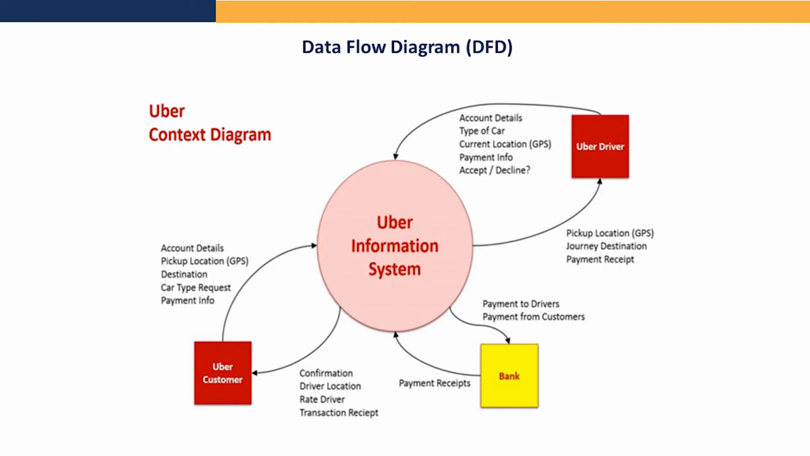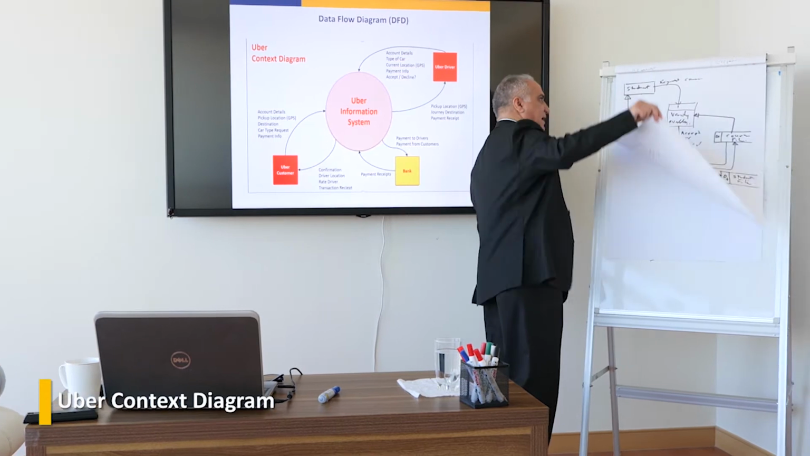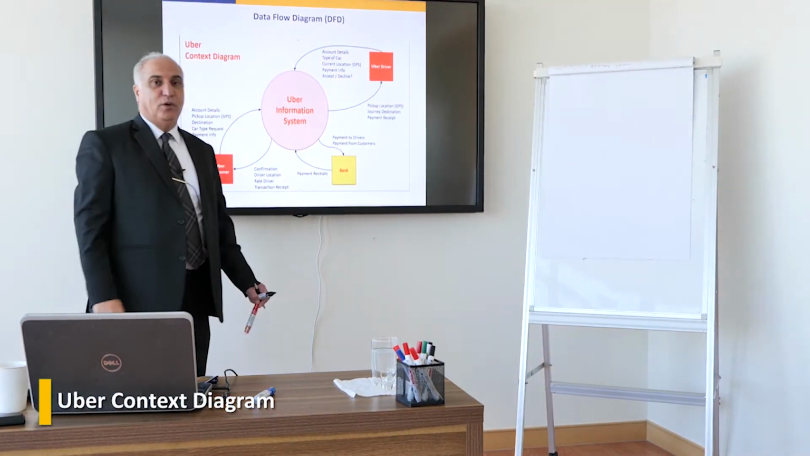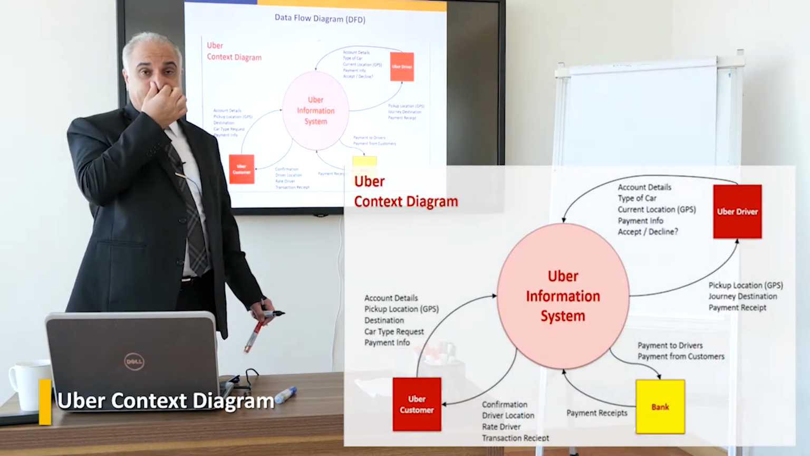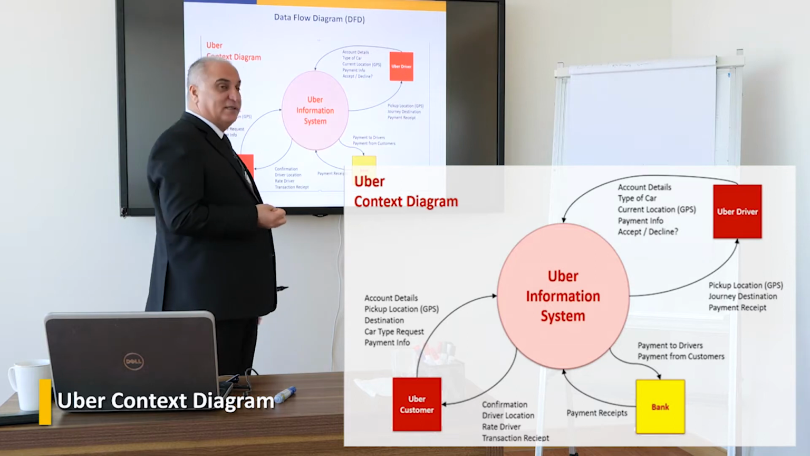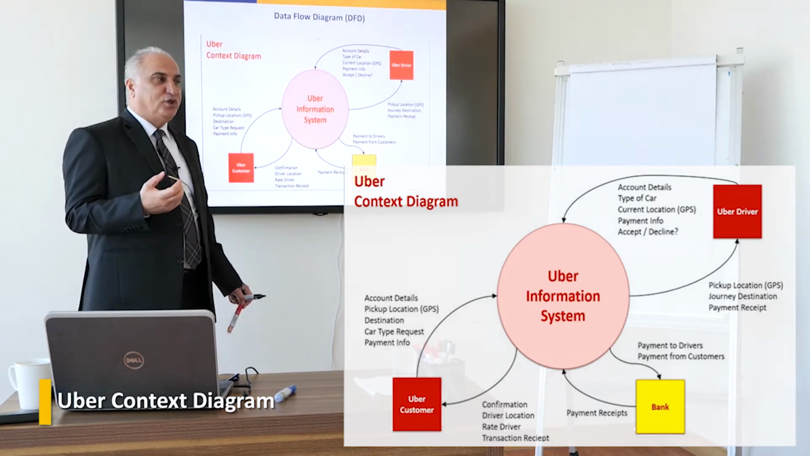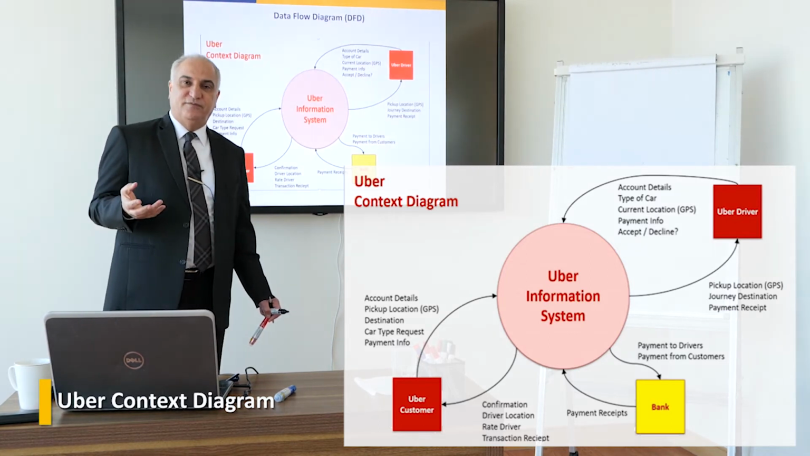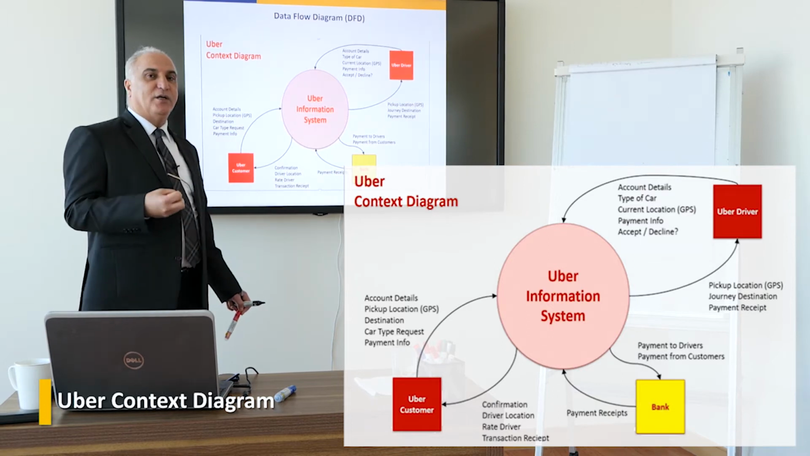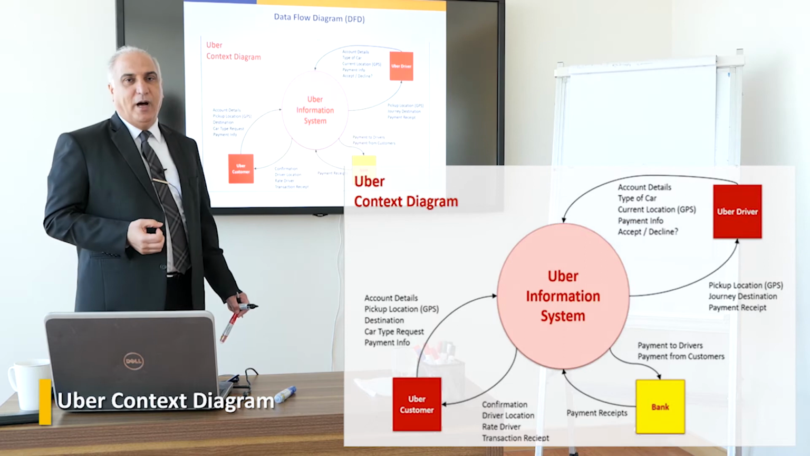Now, in this case, we are going to have another example, and we call it the Uber example. A lot of you know what Uber is. Uber is basically a car service model where we have a customer, who, through a smartphone or through the internet, will send a request for a car to pick them up.